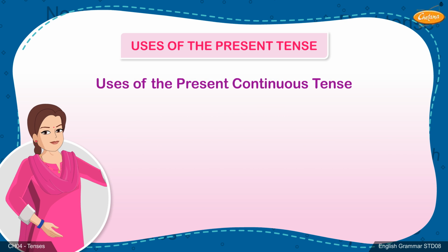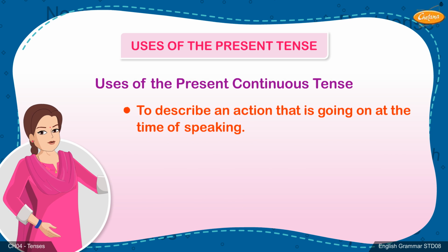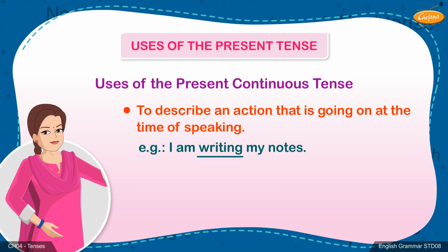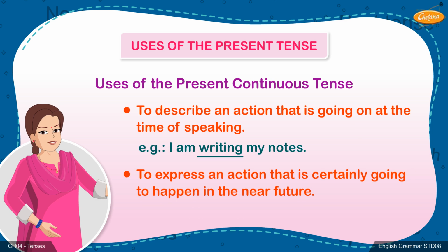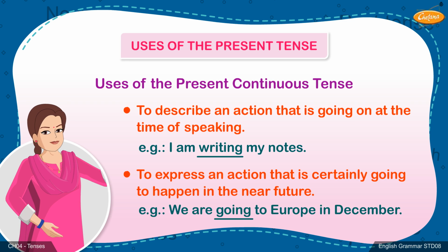2. Uses of the present continuous tense. To describe an action that is going on at the time of speaking. Example: I am writing my notes. To express an action that is certainly going to happen in the near future. Example: we are going to Europe in December.